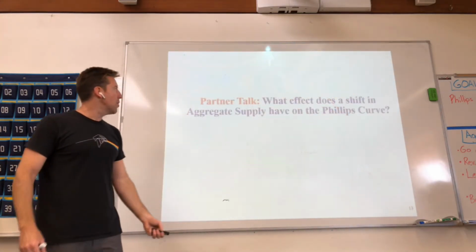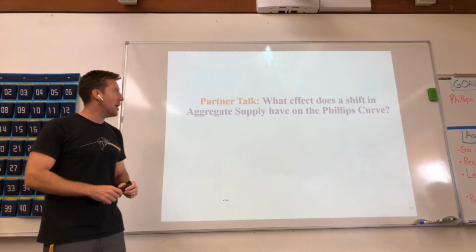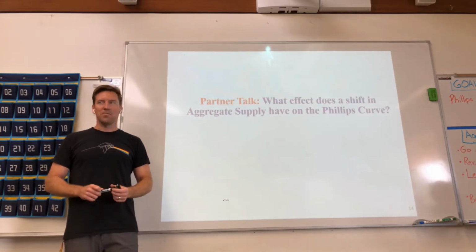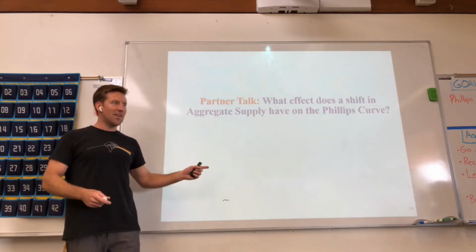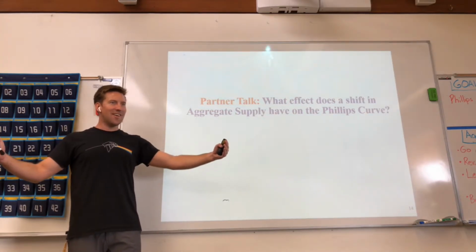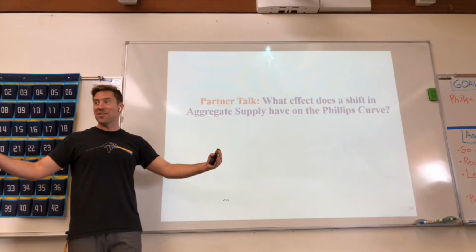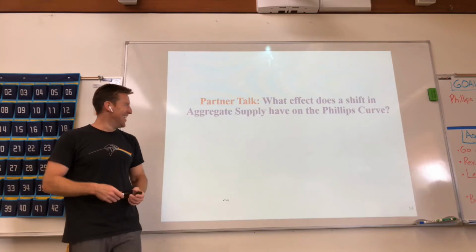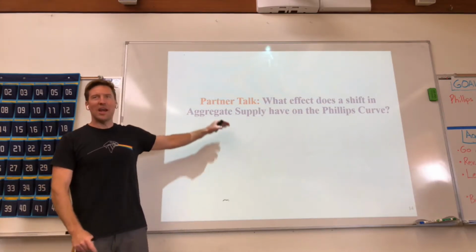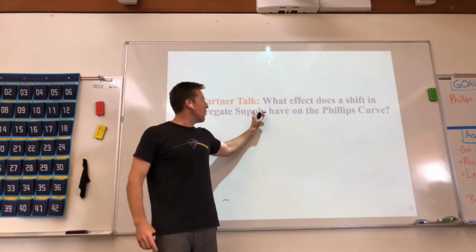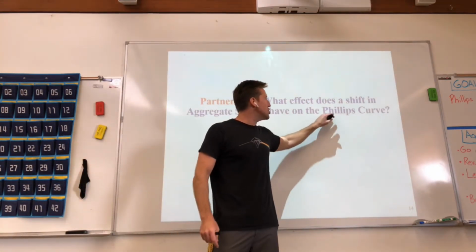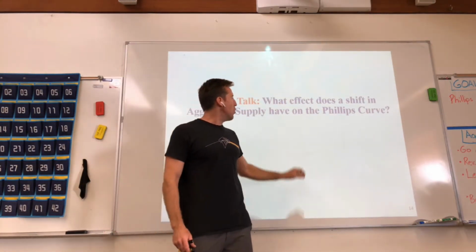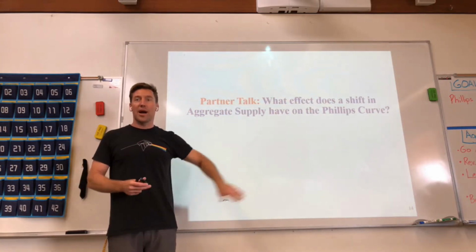So with a partner, what effect does a shift in the aggregate supply have on the Phillips curve? A shift, and a shift, and then a shift. That's tons of shift. Can I say it in one big long sentence? If there's a shift in aggregate supply, it will result in a shift of our short run Phillips curve.